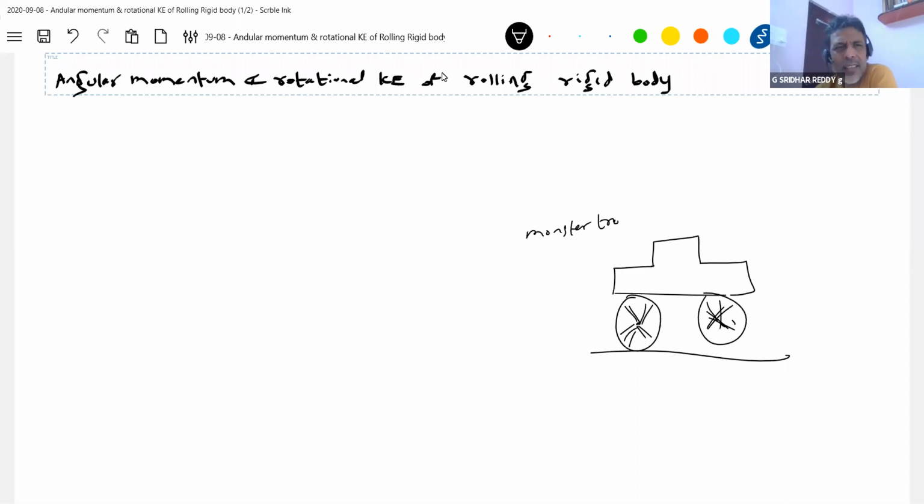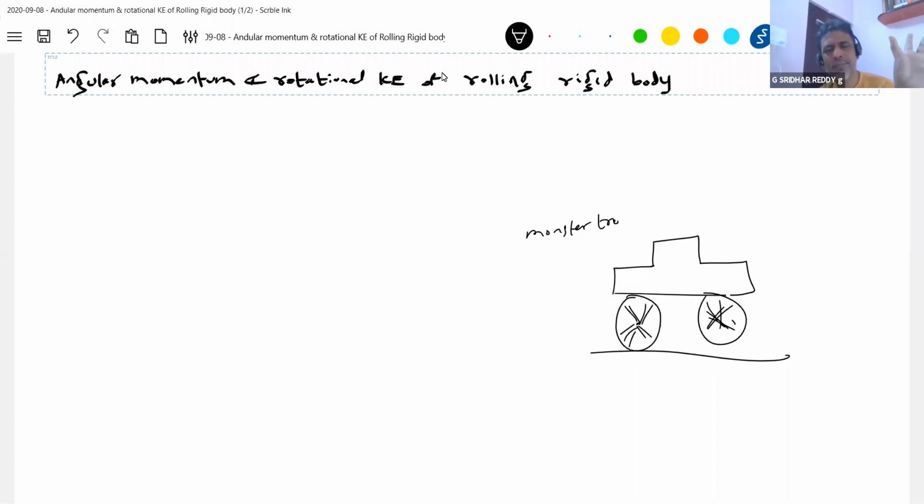You take any cylindrical shampoo bottle or any plastic bottle in the kitchen, and just throw it on the ground. It starts rotating and also moving. That is a rolling motion. Or you take a cricket ball, just push it on the ground, and it starts rolling. That motion is what we are going to study here.